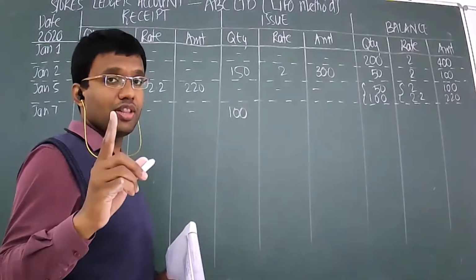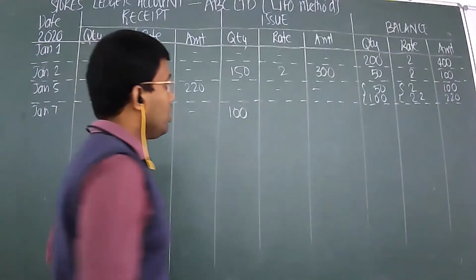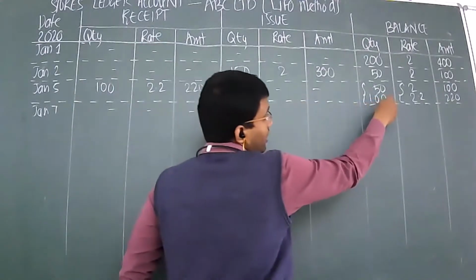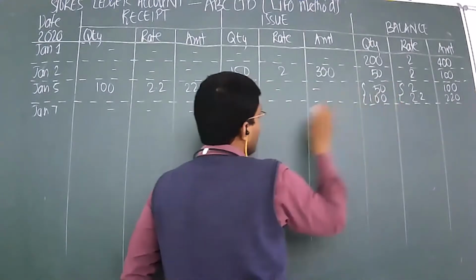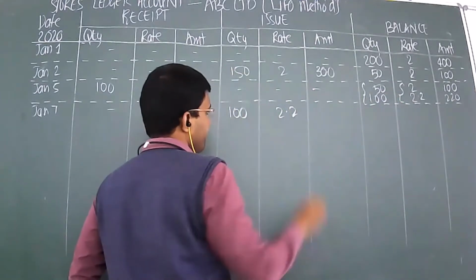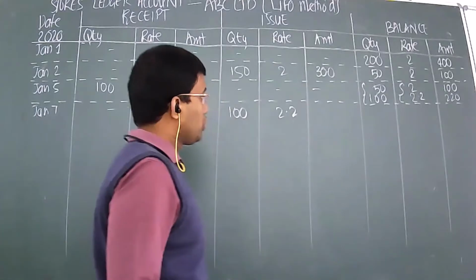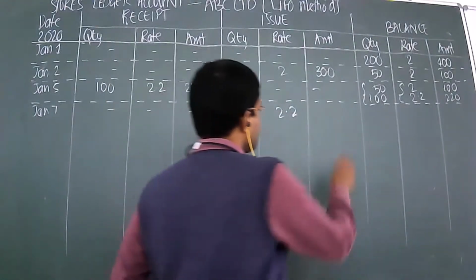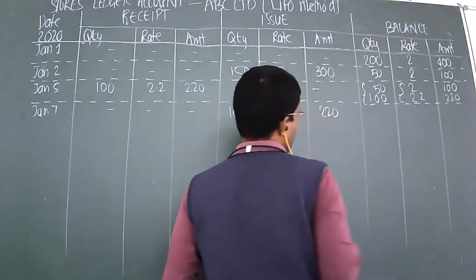Now remember, the rationale that we are following is LIFO. So this 100 units, where would you issue it from? You would issue it from the recent one. This one, you had bought at 2.2. That entire batch was bought at 2.2, and then you're issuing as it is. So this works out to be 220.